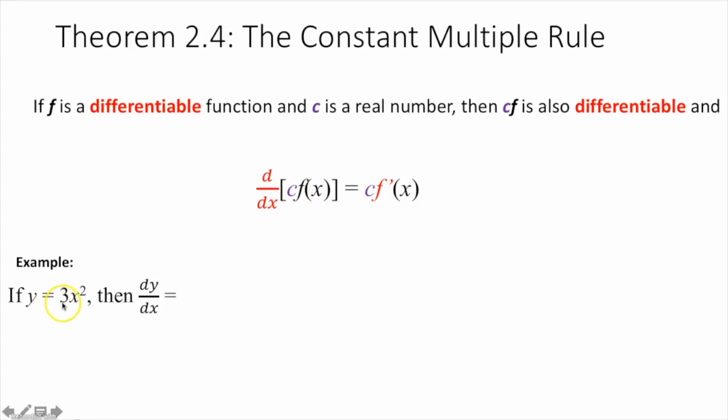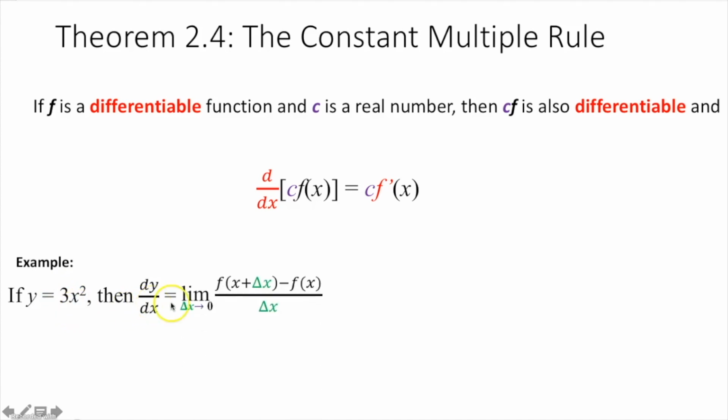We have y is equal to 3x squared. So what the constant multiple rule says, if you have a function x squared and a number multiplied to the front, this 3, so 3 in this case would be our c value, f of x would be our x squared. If I wanted to take the derivative of this, all I would have to use is the power rule for our x squared, and I would get 2 times x to the first power, and then multiply that by this 3, and I should get 6x to the first power. So let's see how this works.